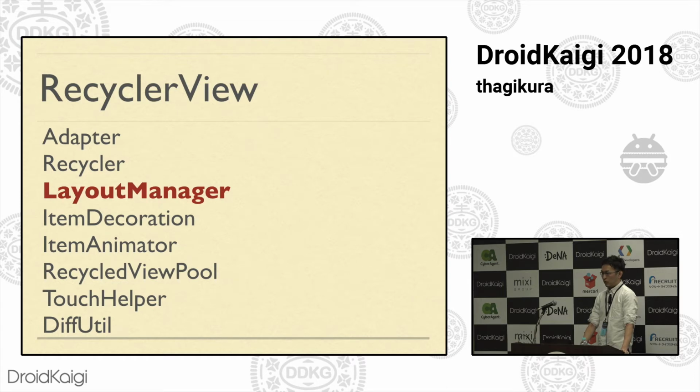I hope everyone here has already heard about RecyclerView. It's like a successor of ListView. One of the characteristics of RecyclerView is that you can customize its behavior by changing the components attached to it. One example is LayoutManager, which I'm going to talk about. By changing the LayoutManager attached to the RecyclerView, you can change how the data is presented, regardless of the underlying data set.